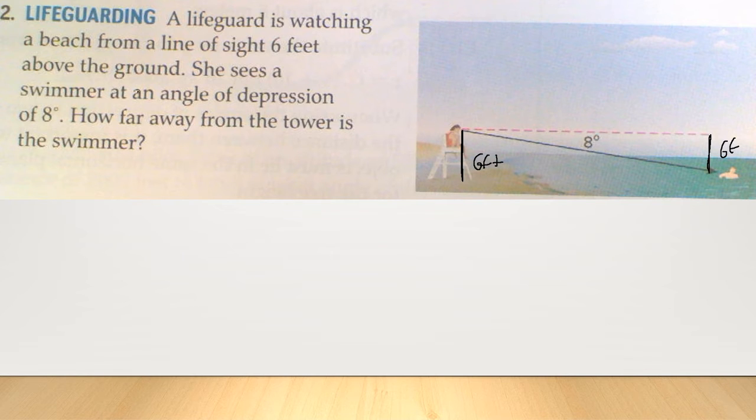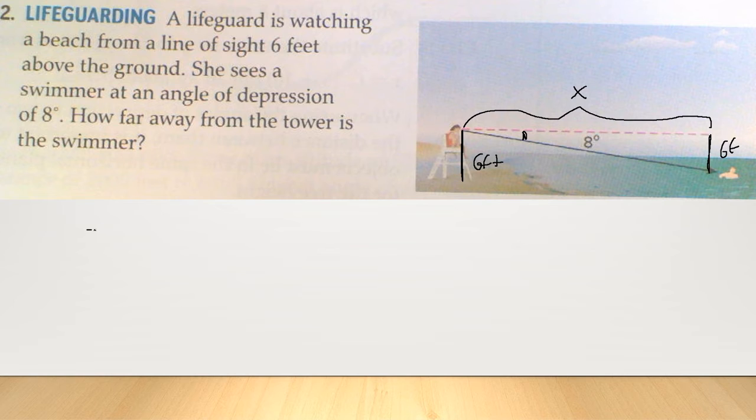She sees a swimmer at an angle of depression of 8 degrees. So in this case, we know the angle of depression. The angle of depression is 8 degrees. This right here is 8 degrees. Okay? How far away is the swimmer from the tower? So we want to know how far is it from the swimmer to the lifeguard. So basically this red line right here. This right here, that's our x. We want to figure out how long that distance is here.